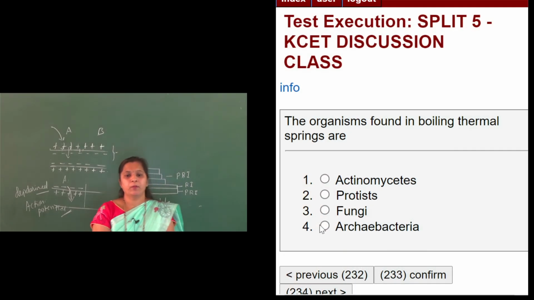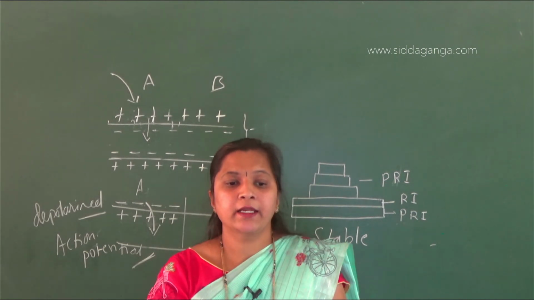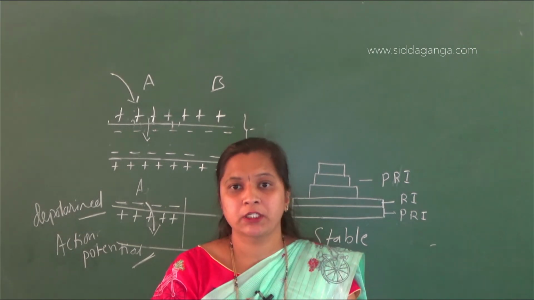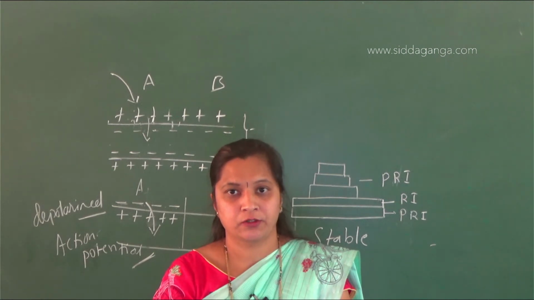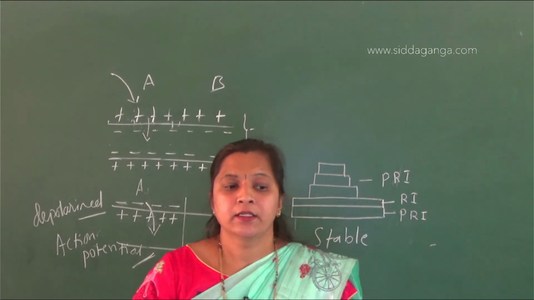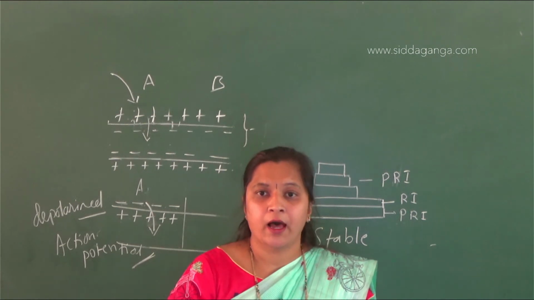The organisms found in boiling thermal springs are: first option, actinomycetes; second option, protists; third option, fungi; fourth option, archaebacteria. So the organisms found in boiling thermal springs... in boiling thermal springs the temperature is very high. It may go up to 100 degrees Celsius. So some of the examples for the organisms living in such extreme temperature, that is in the thermal springs, in the given options are the archaebacteria.